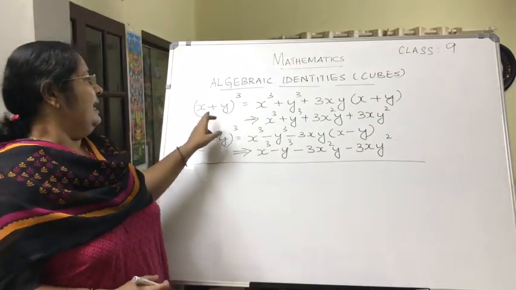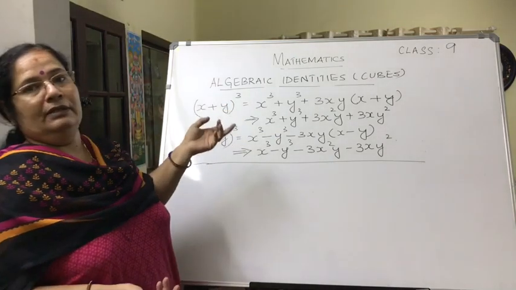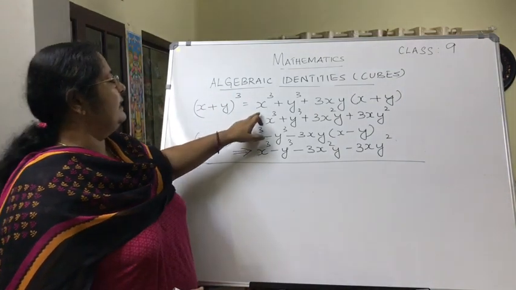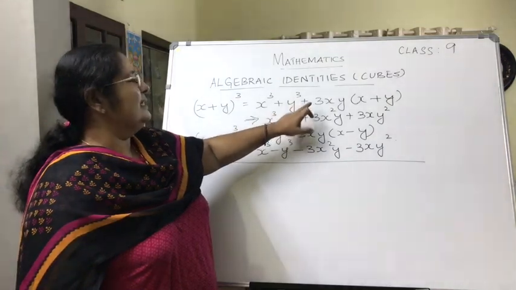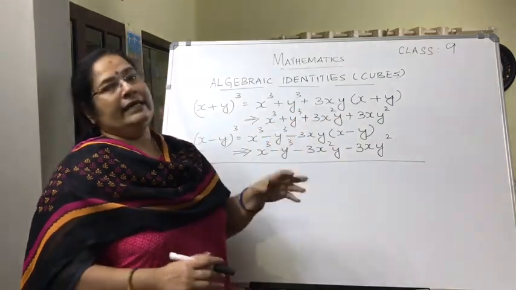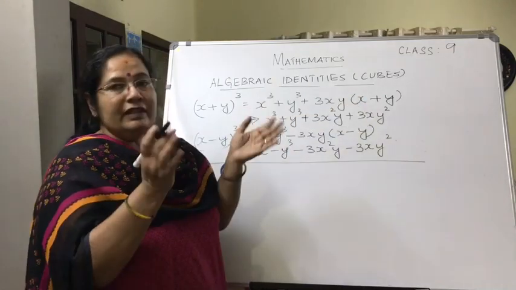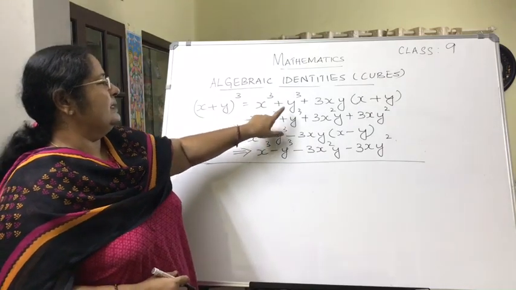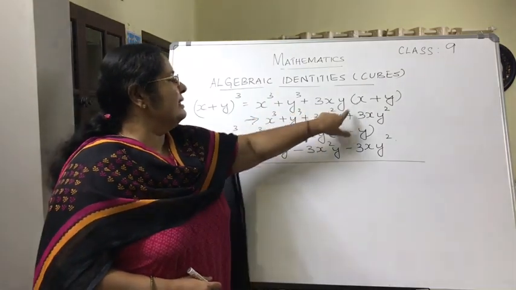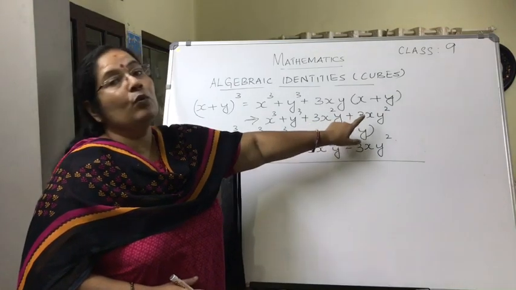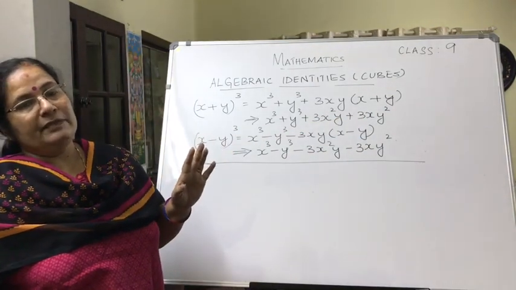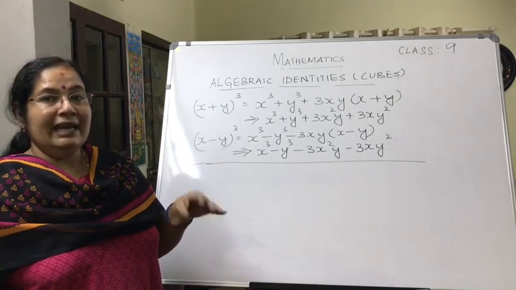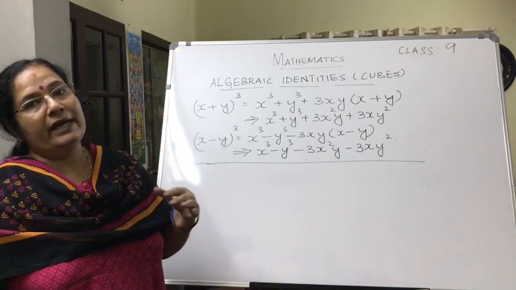The identities are x plus y the whole cube. So this is a cube identity. X plus y the whole cube is equal to x cube plus y cube plus 3xy into x plus y. This x plus y is put within brackets. Now if you open this bracket, what you will get is x cube plus y cube plus 3x square y plus 3xy square. So the identity for x plus y the whole cube is x cube plus y cube plus 3x square y plus 3xy square.